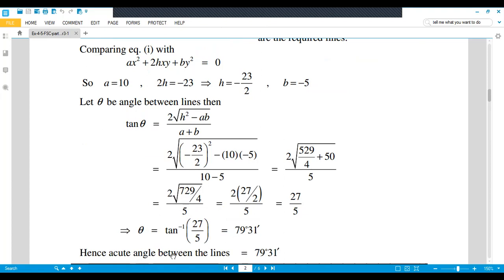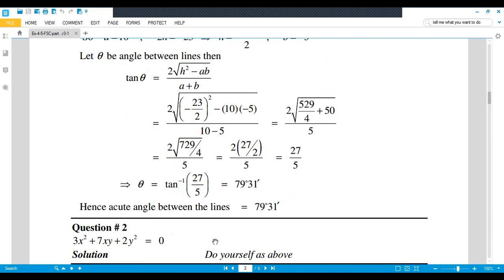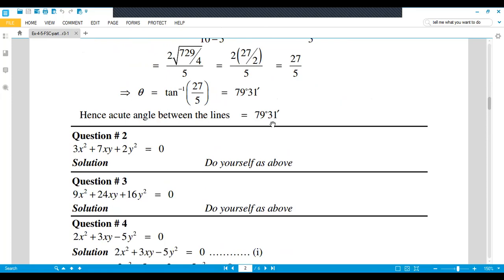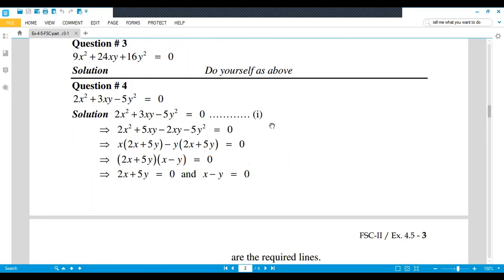So hence the acute angle between the lines, because it is less than 90 degree, so the acute angle between them, this is the required angle which you find. These are the equations of lines which are the requirement of the question. The requirement of the question are the equation of line, and the second requirement is the angle between the lines. So equation of lines you find, and then after that you find the angle. Now after that, question number 4 is included.